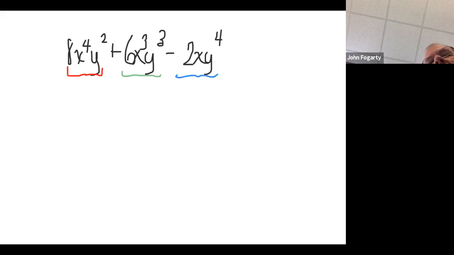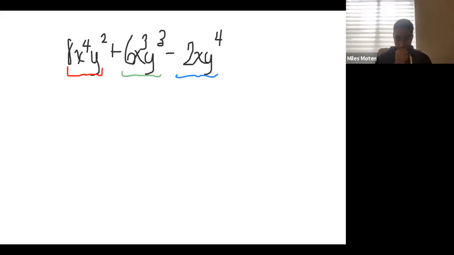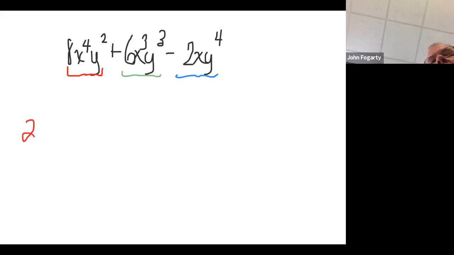Now, you might already know that it's 2xy squared, but you might not already know that. So one thing you can do is look at 8, 6, and 2. What goes into all of those? 2. I look at x to the 4th, x to the 3rd, and x. That would be x. And then I simply go y squared, y to the 3rd, y to the 4th. That's y squared. So there's your GCF, right?